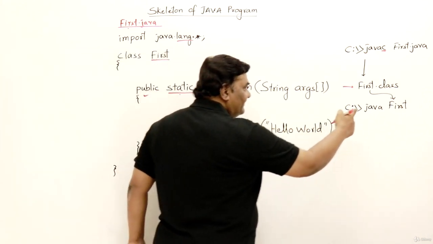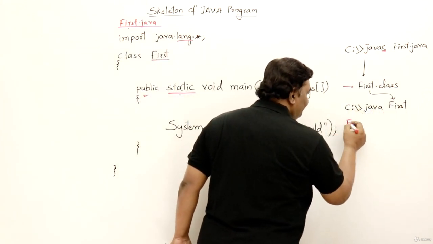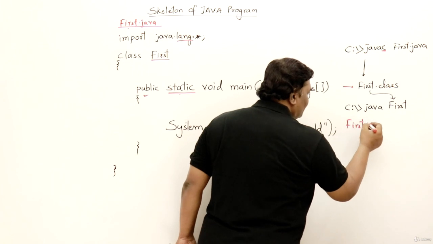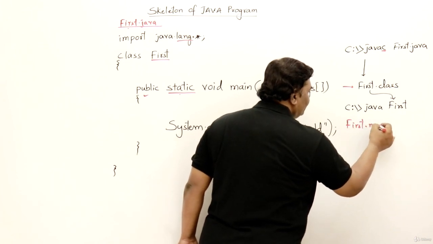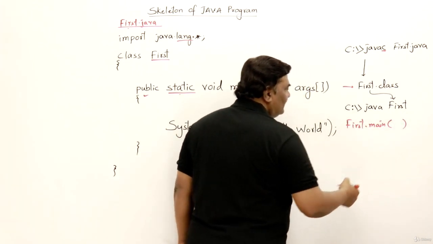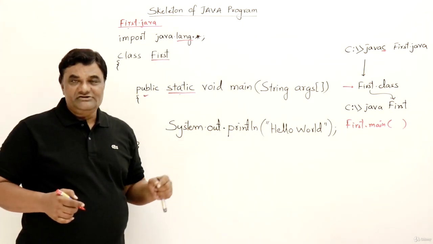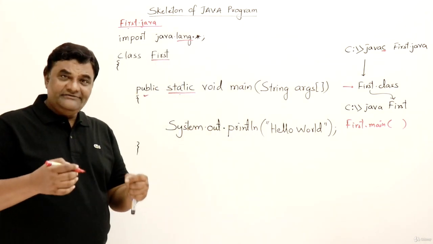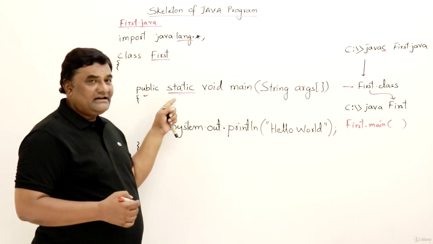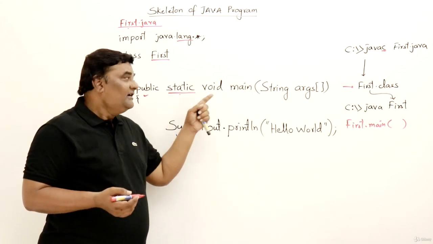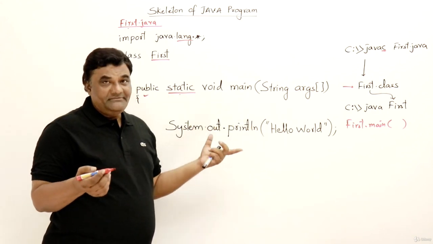So when we say Java first, what will JVM do? JVM will call first dot main. So just by using class name, it will call the function. So for making it easy for JVM, we have to write it as static. Otherwise, if you don't make it static, JVM says I cannot find main method. It gives an error.